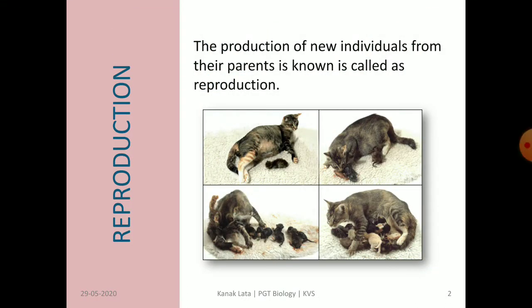First of all, I would like to make you aware about the term reproduction. Reproduction means production of individuals from their parents, that is reproduction of their own kind. Individuals produce their young ones. For example, here in this figure, you may see that a cat has given rise to a kitten.